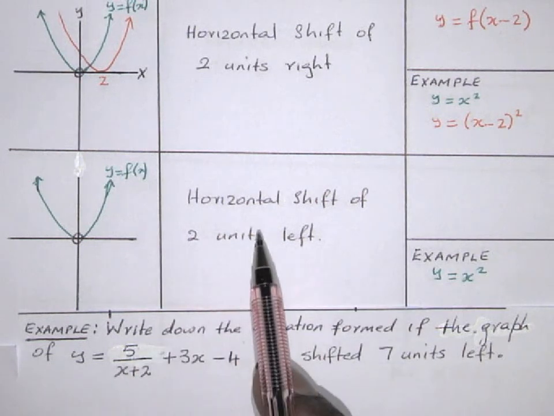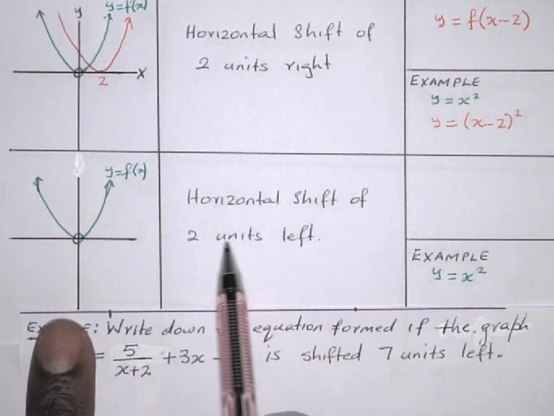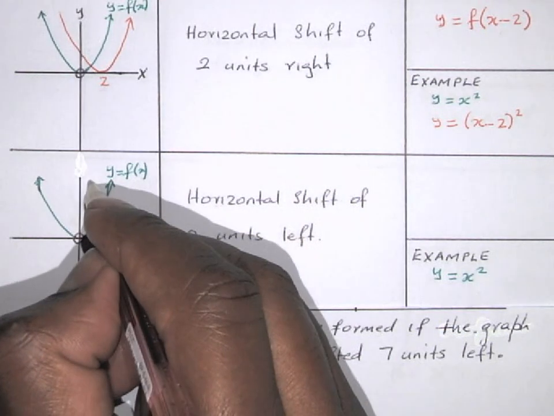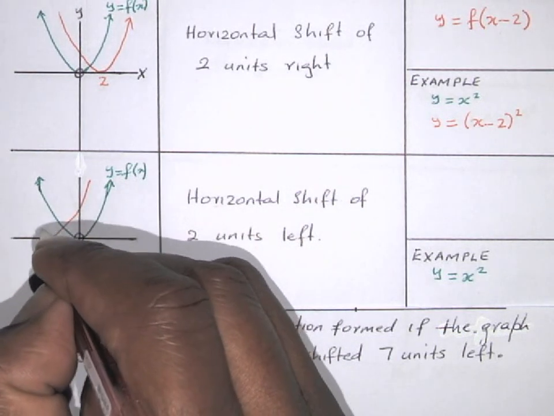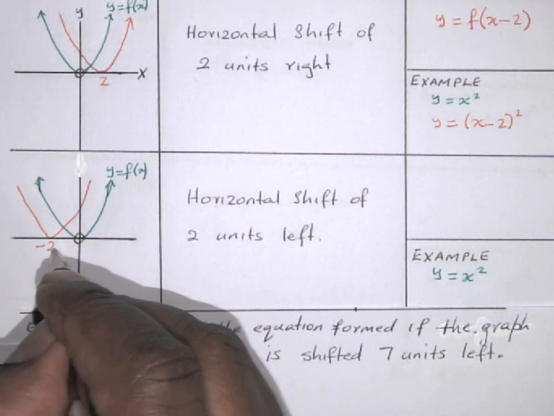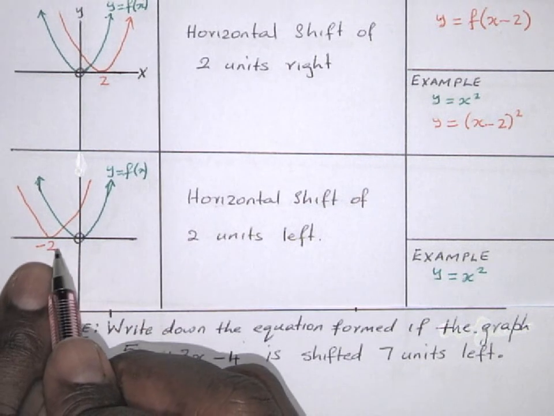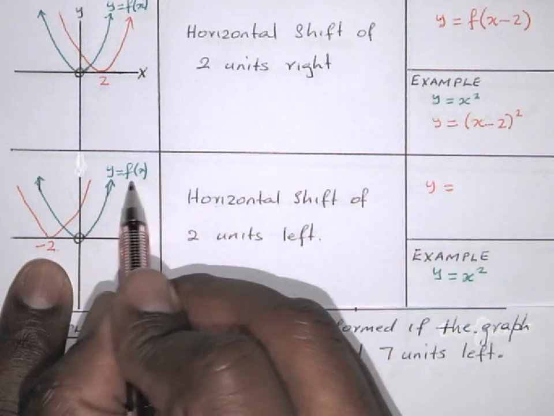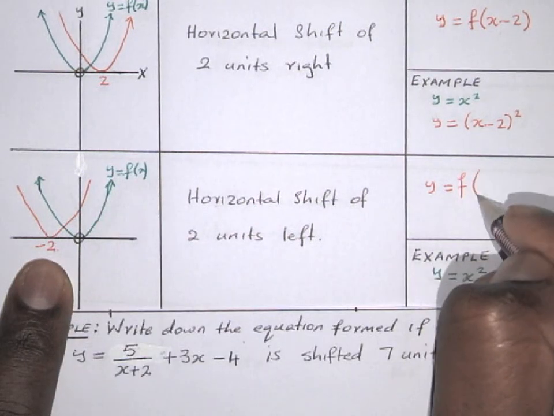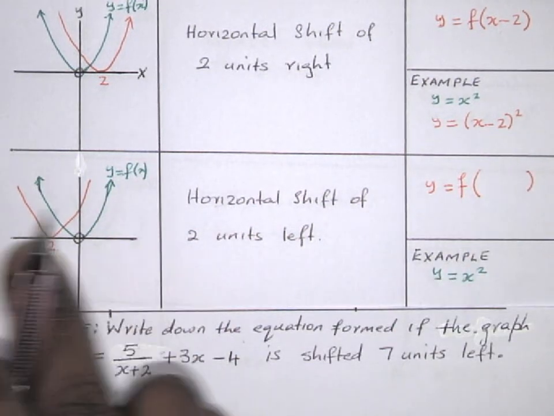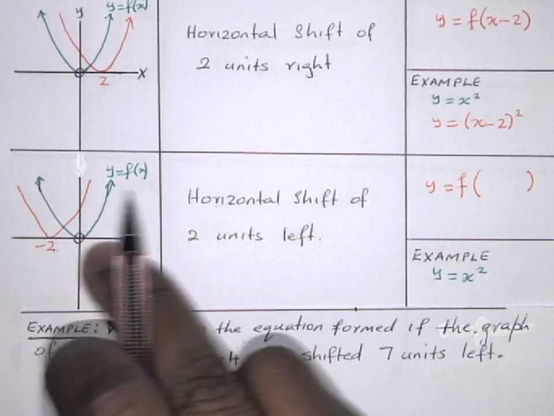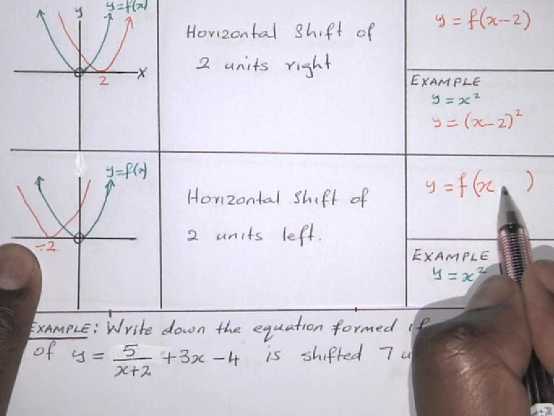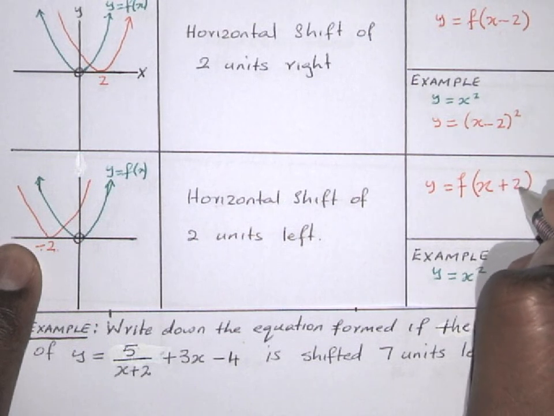Now let's look at this one. It's a horizontal shift of 2 units to the left. So this graph is taking 2 units to the left. So it means that the graph will be like this to minus 2 on this side. So the new equation now will be y is equal to, it was f of x, it will be f of in bracket because I'm moving horizontally, so therefore it will be x, but this is minus 2. If it's inside bracket, we say a plus 2.